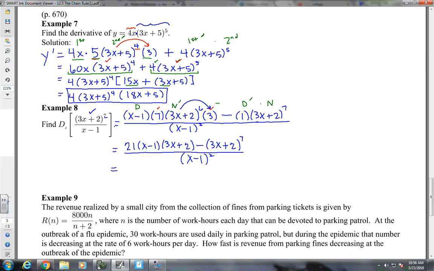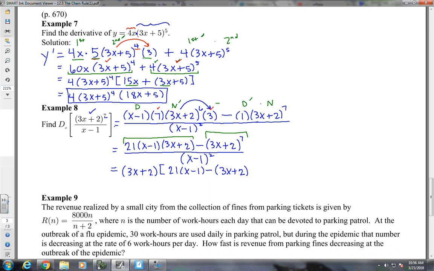Just to be clear, this is my first term, this is my second term. I want to find out what they have in common. Well, they both have a 3x plus 2. So we're going to extract that as a GCF and see what's left. If I divide 3x plus 2 out of that first term, that leaves behind 21 times x minus 1. If we divide 3x plus 2 out of that second term, we end up with 3x plus 2 to the 7th power. Hold on, I'm missing something, aren't I?